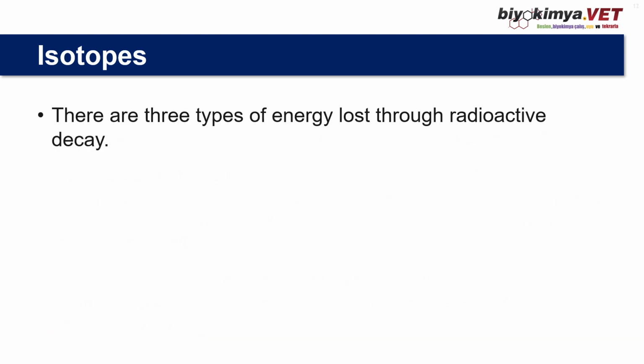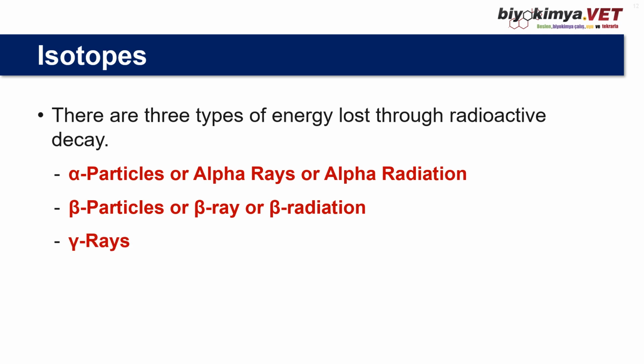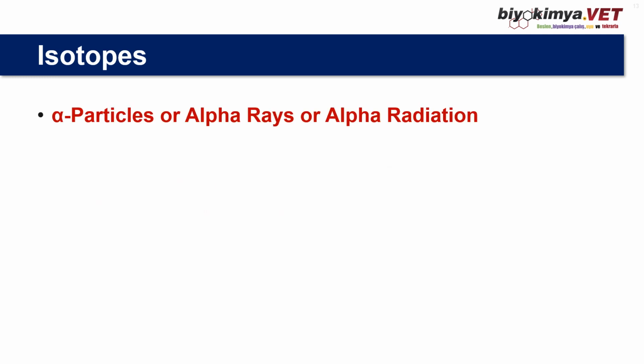There are three types of energy lost through radioactive decay, and one is alpha particles or alpha rays or alpha radiation. The second one is beta particles or beta rays or beta radiation, and the last one is gamma rays. Let's start with the alpha particles. And here you see an example of alpha decay of polonium to lead.